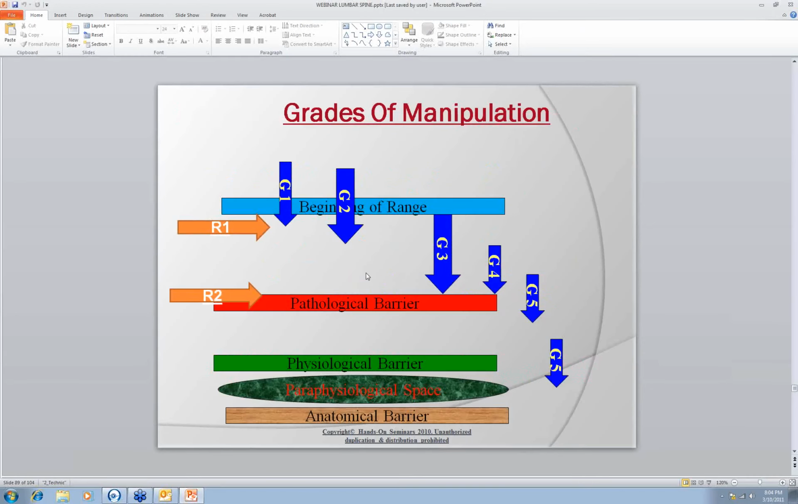I'm going to show them to you here. Pictures speak better than words. So grade 1 will be a small amplitude up to R1, the first resistance. Grade 2, a large amplitude to the first resistance. Grade 3, large amplitude again to R2, to the pathological barrier. Grade 4, a small amplitude. And of course, grade 5, we go down to the paraphysiological barrier. So those are the grading system that we use.